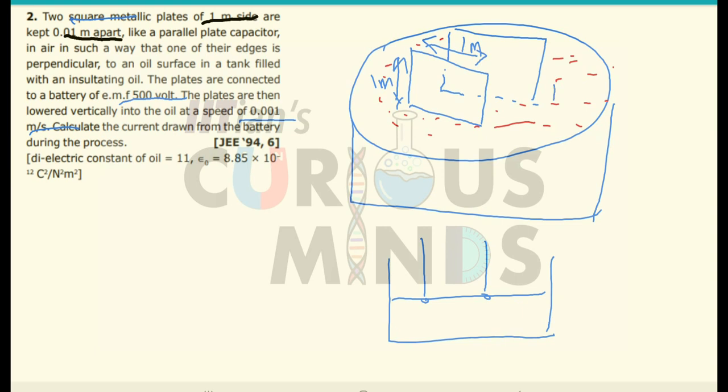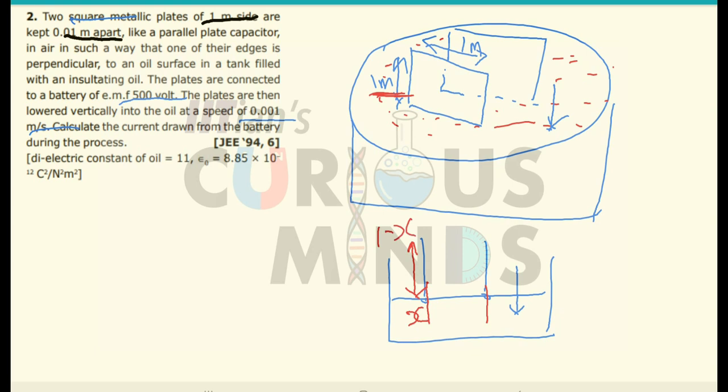Now these plates are lowered downward in the tank. Let us say I lower it by a distance x. Now the total length is 1 meter, so this length over here will be equal to 1 minus x.